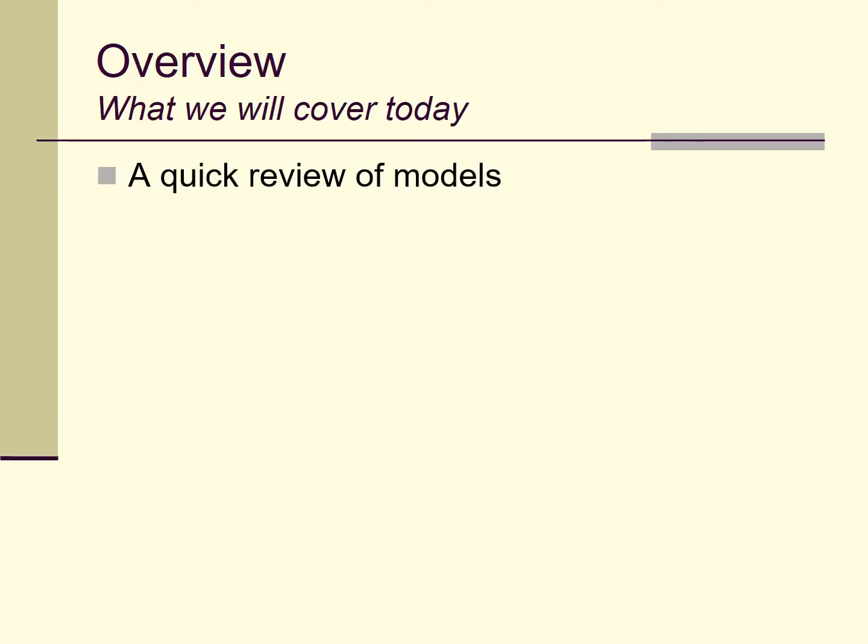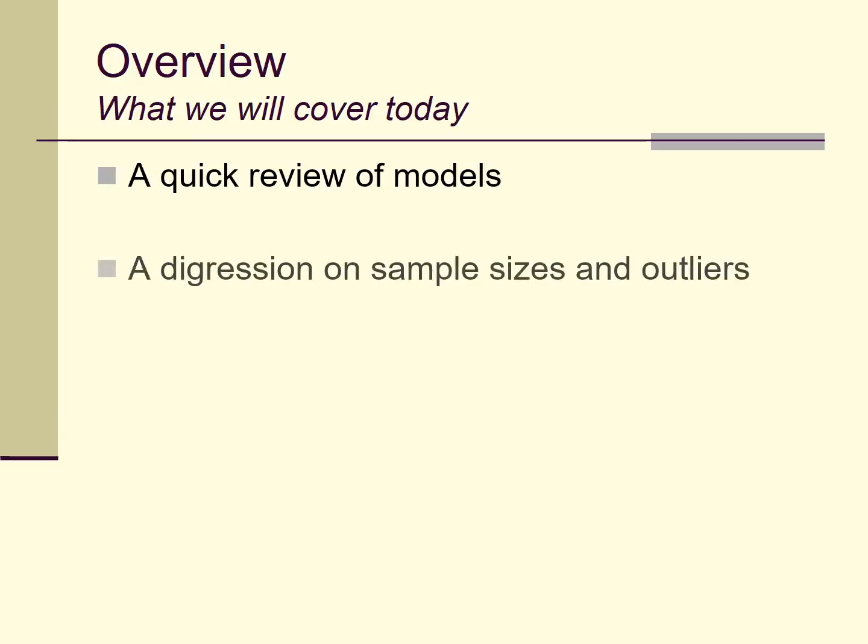So the goal for right now is just to quickly review what I mean by models in case there's any confusion about that. I'll engage in a little bit of a digression on sample sizes and outliers, because that's actually important to estimating parameters. And then I'll talk a little bit about choices that we can make between different estimators of parameters, especially for central tendency. And I should say a lot of these ideas are ideas that I got from Judd, McClelland and Ryan's excellent book, Data Analysis: A Model Comparison Approach. So I don't want to take credit for that myself.